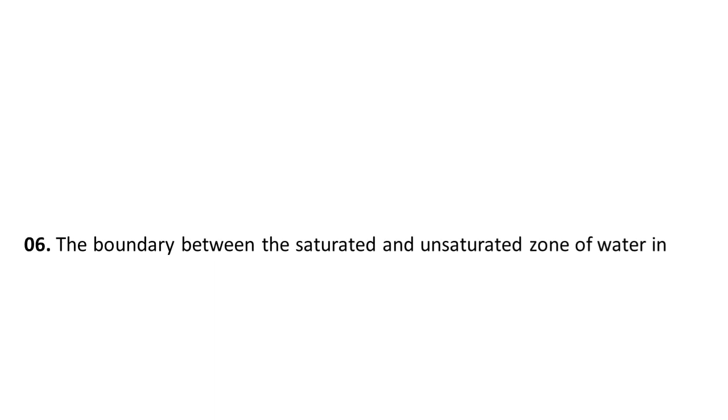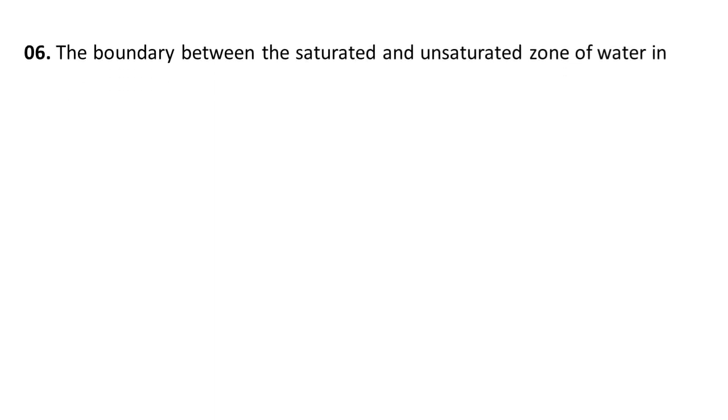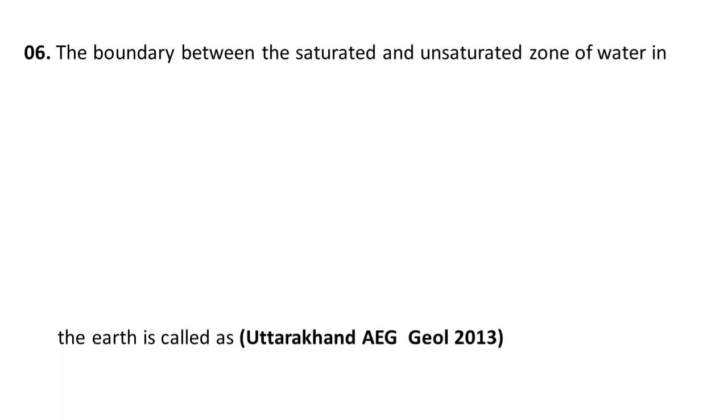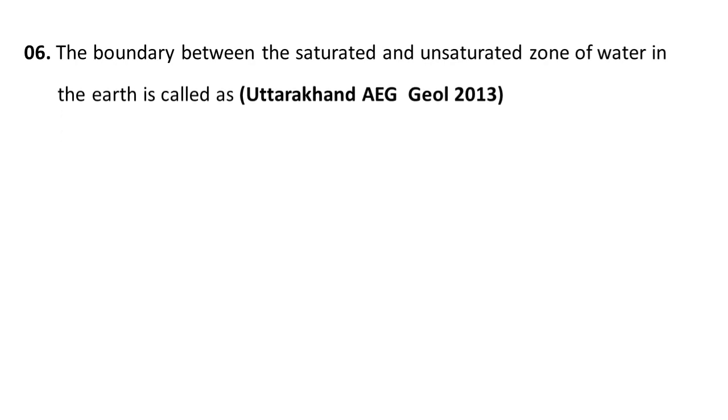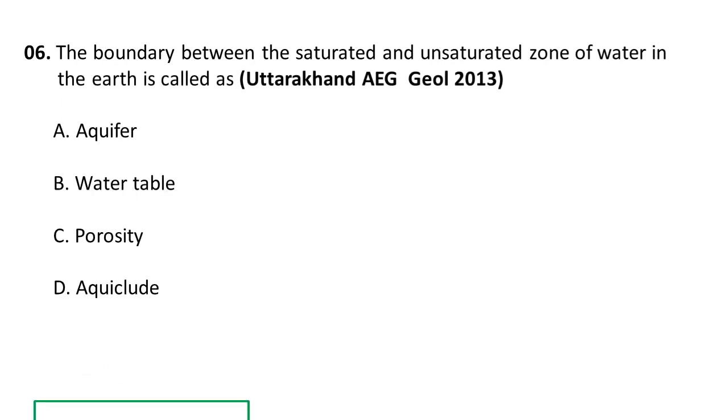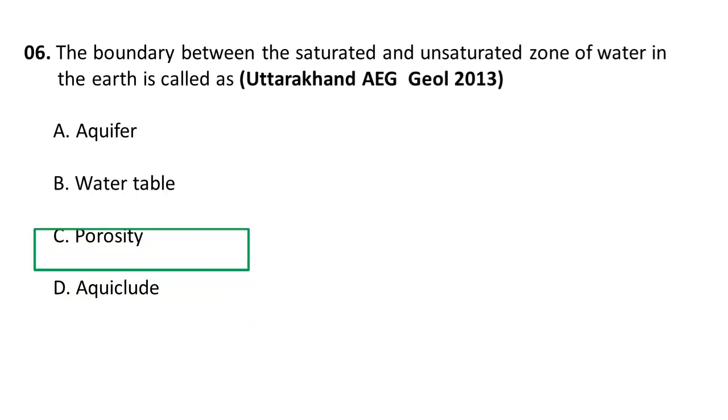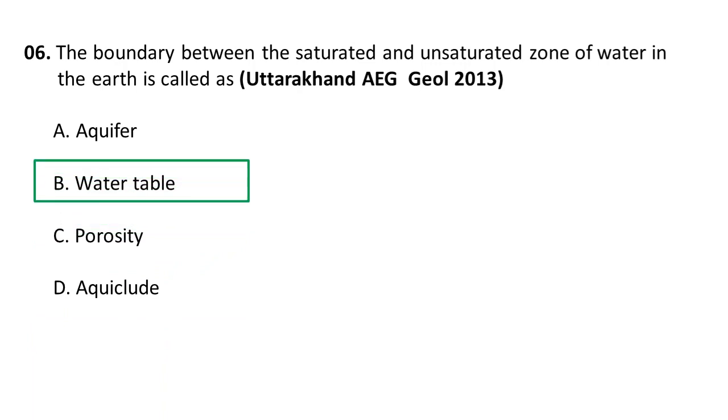Next question. The boundary between the saturated and unsaturated zone of water in the earth is called as A. aquifer, B. water table, C. porosity, D. aquiclude. The correct option is water table. The boundary between the saturated and unsaturated zones of water in the earth is called the water table, and the saturated zone is the area below the water table where all the pores and rock fractures are filled with water. B, water table, is the correct option.